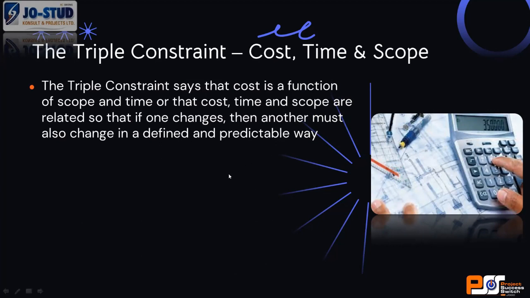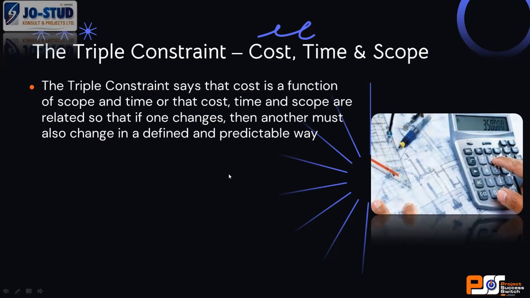Now, I want to mention the triple constraints. In project management, there is what we call the triple constraints. It is the cost, time, and scope. The idea is that one is always a function of the others. Cost is a function of scope and time. And it also means that when you adjust cost, time and scope will be affected.